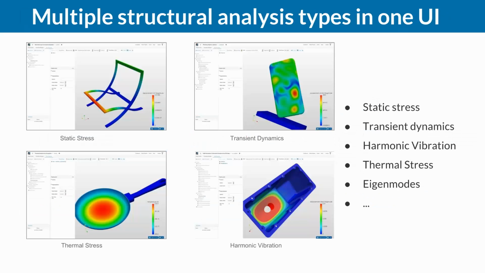Of course, we have not only structural mechanics, we have a lot of detailed analysis types here for structural analysis. You can do static stress analysis, you can have a transient dynamic analysis, and also thermal stresses and harmonic vibration, and lots more, eigenmodes and so forth.